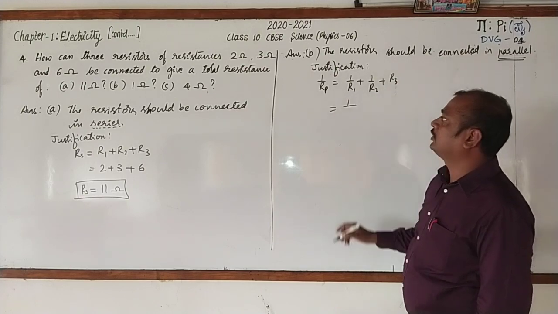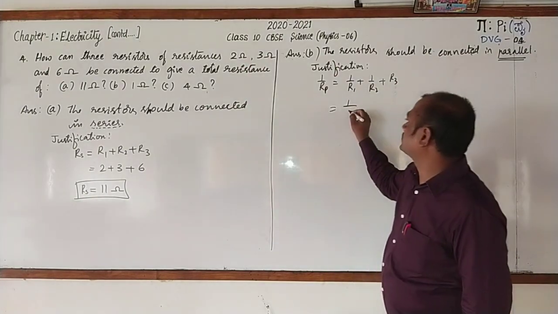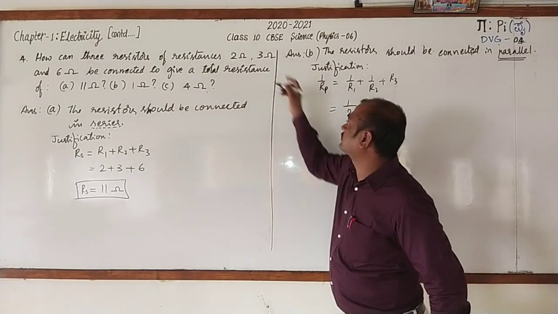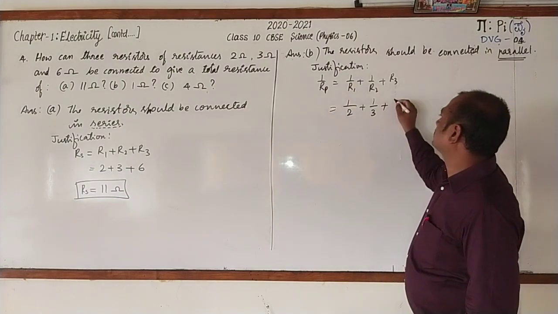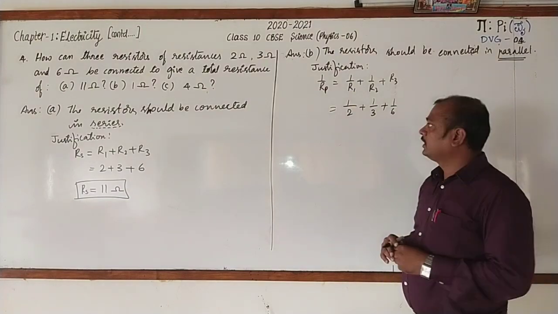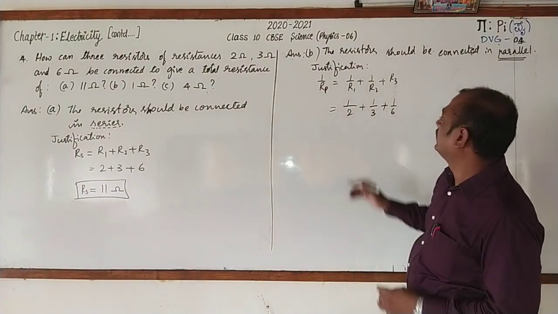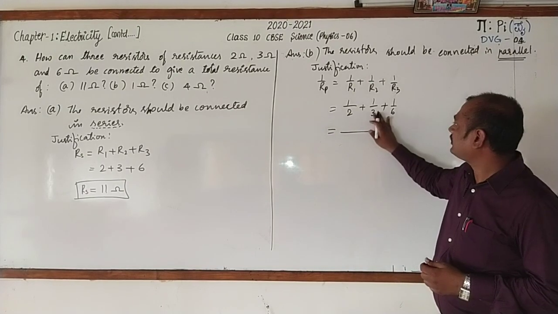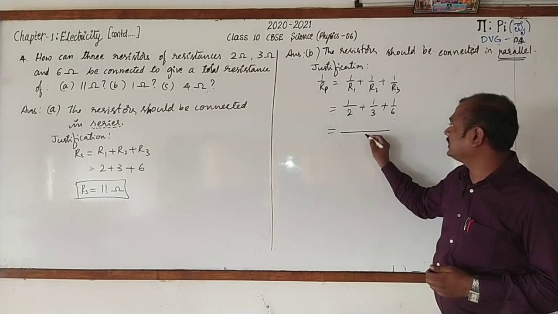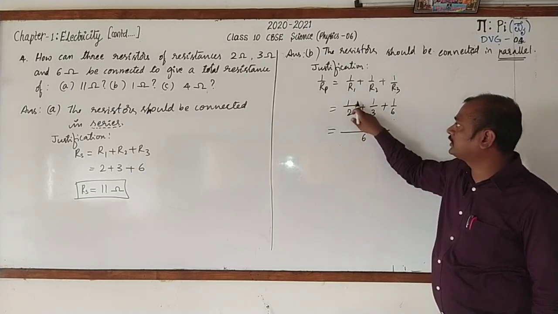This is equal to 1 by, what is R1? It is 2. R2, it is 3. R3, it is 6. Clear? Now, let us go for taking LCM. What is the LCM? The LCM is 6.